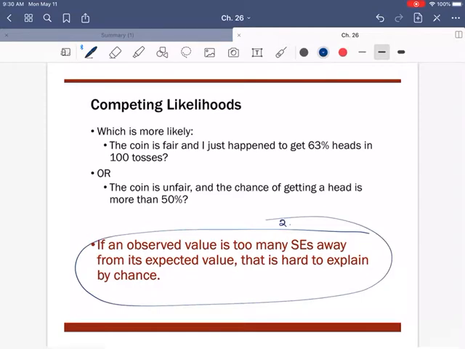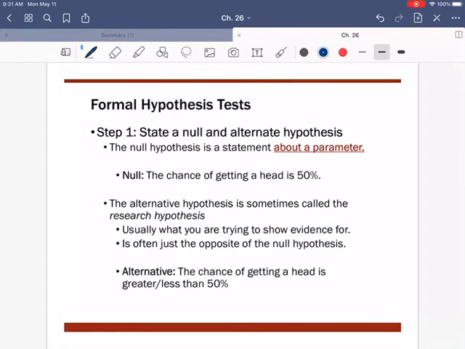Okay, this is just what we explained. If an observed value is too many SEs away, so for example, we got 2.6 or a 0.5% chance of it happening, it is hard to explain by chance. We can't say we got 13 too many heads just by chance. It's because the coin is not fair, or it looks like the coin is not fair. In statistics, we won't ever say, yes, for sure it's not fair. We'll just say, it looks like it's not fair.